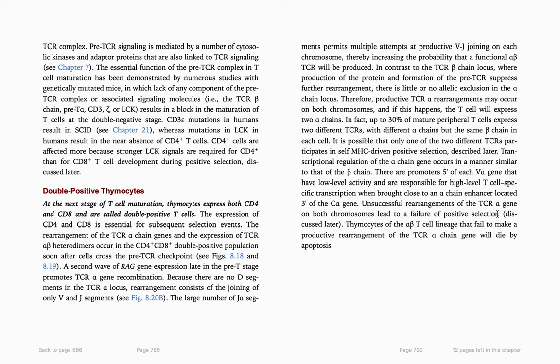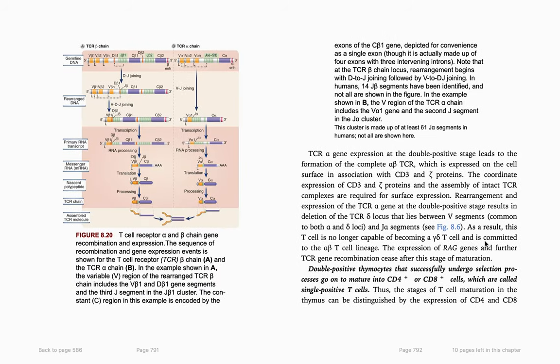Unsuccessful rearrangement of the T cell receptor gene on both chromosomes leads to the failure of positive selection, discussed later. Thymocytes of the alpha beta T cell lineage that fail to make a productive rearrangement of the T cell receptor alpha chain will die by apoptosis. So these are just the processes. You will see them in T cell receptor alpha beta chain gene recombinations.